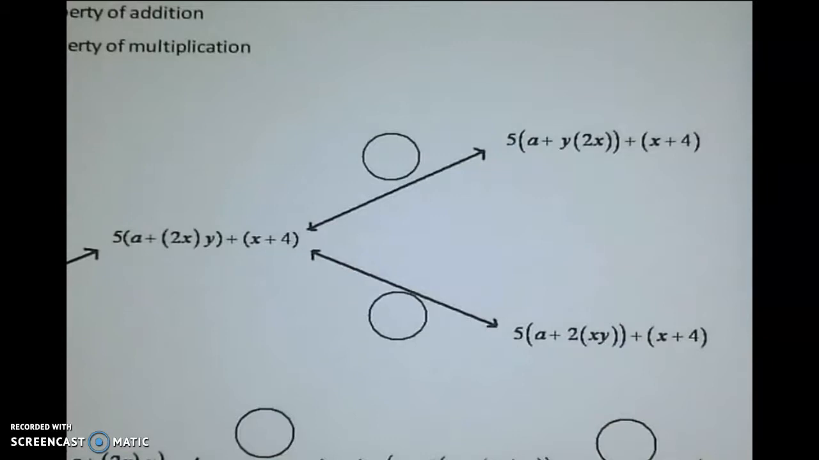So in this problem, it is asking me to distinguish if my expression is using the commutative property or the associative property. As a quick reminder, commutative property, the order does not matter. In associative, the grouping does not matter.